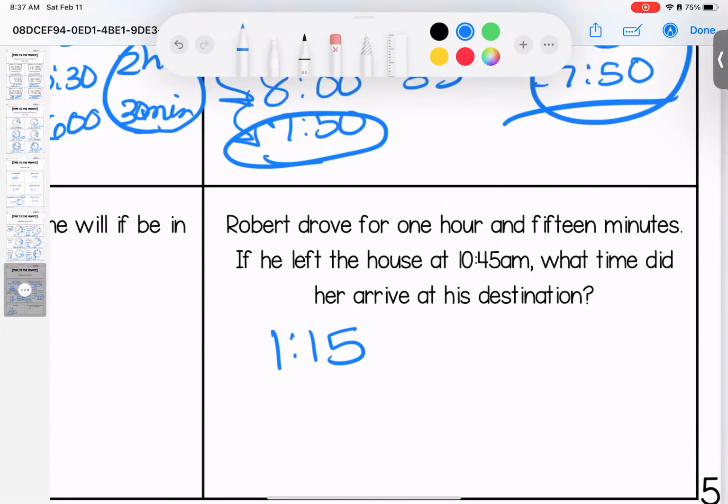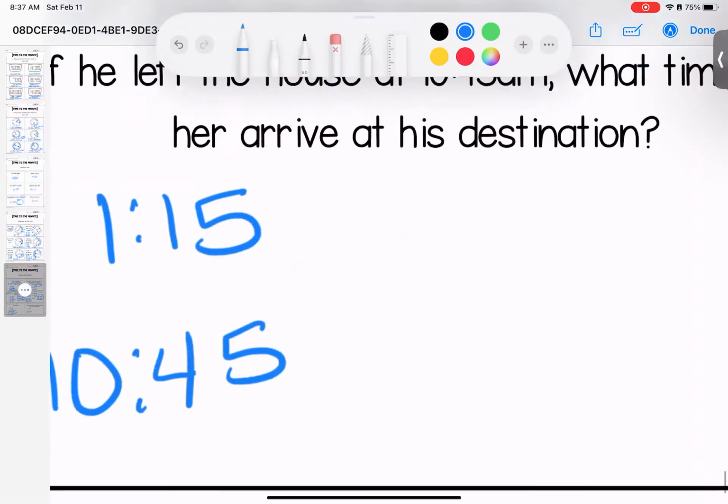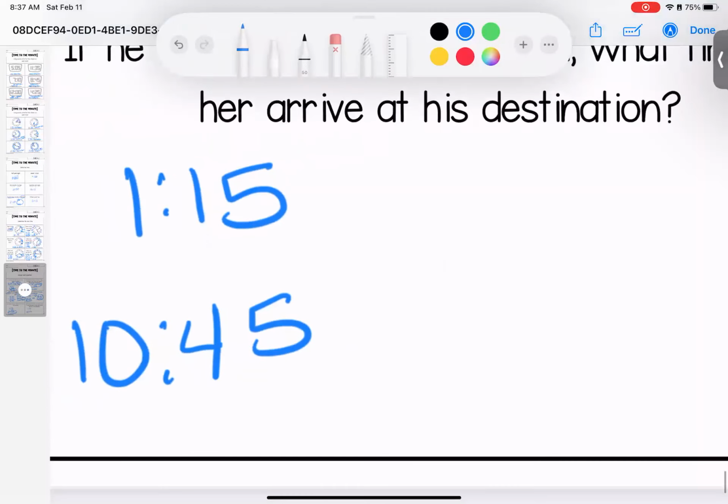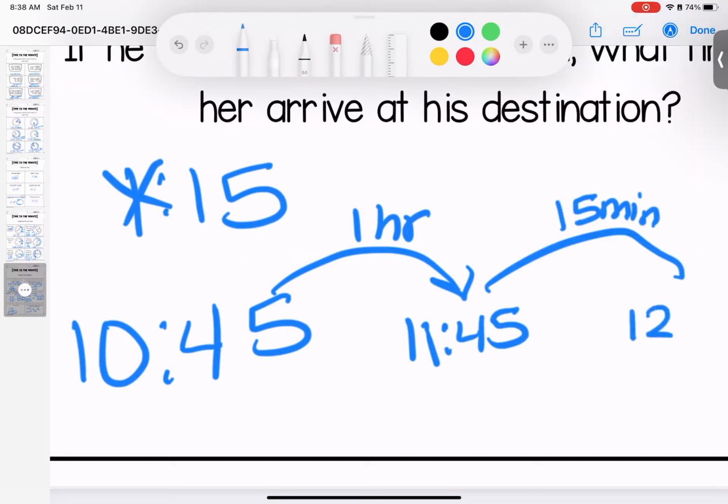Robert drove for 1 hour and 15 minutes. If he left the house at 10:45, what time did he arrive at his destination? 10:45. We are adding an hour and 15 minutes. So if I jump 1 hour, that would be 11:45. That leaves me with 15 minutes. 45 plus 15 minutes is going to be 12 o'clock, right? 45 is quarter till. He's going to get there at 12 o'clock.